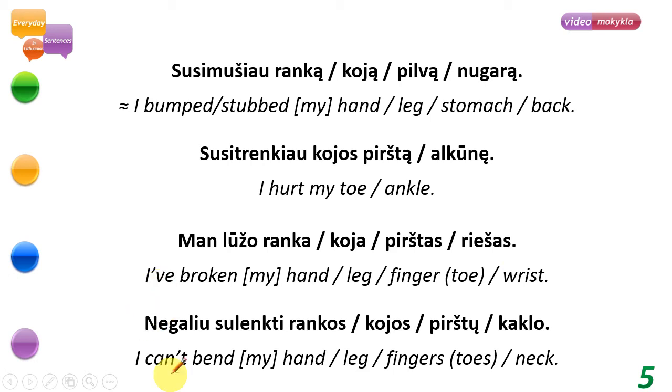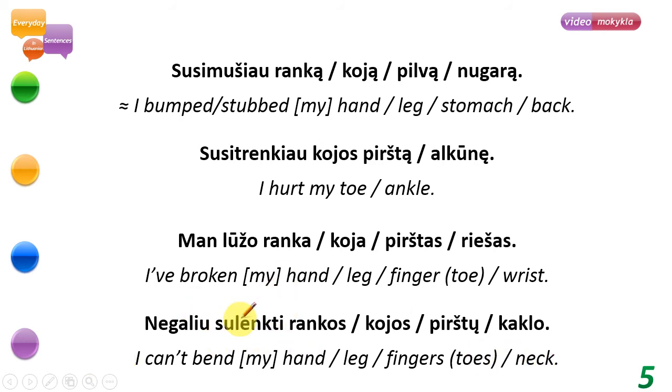Next, I can't bend, negaliu sulenkti. Lenkti means to bend, and sulenkti means to bend, a finished action with a prefix, perfective. Negaliu sulenkti rankos, I can't bend my hand. Negaliu sulenkti kojos, I can't bend my leg. Negaliu sulenkti pirštų, I can't bend my fingers. Negaliu sulenkti kojos pirštų, or kojų pirštų, toes. Negaliu sulenkti kaklo, I can't bend my neck.